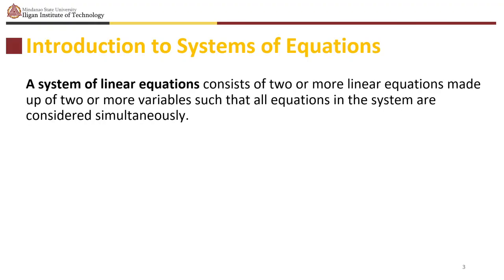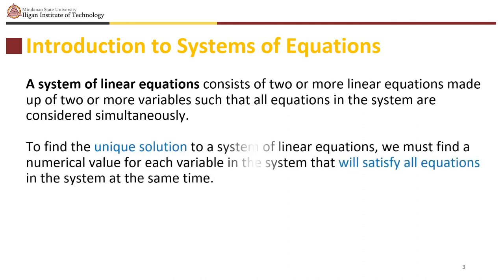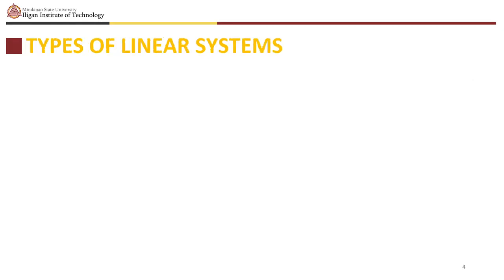So what is a system of linear equations? It consists of two or more linear equations made up of two or more variables such that all equations in the system are considered simultaneously. So our aim is to find the unique solution to a system of linear equations that will satisfy all equations in the system at the same time.